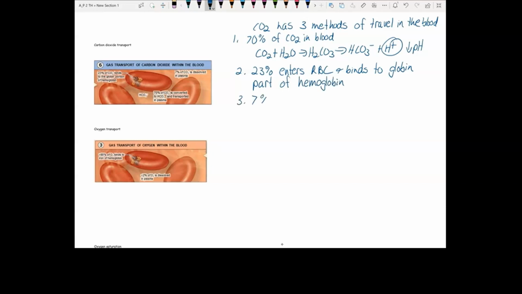Then the remaining 7% just dissolves in the plasma in your blood. It doesn't bind to anything, it doesn't react with anything, it just hangs out in the blood plasma. Then if we look at oxygen, oxygen has 2 ways it travels in the blood.